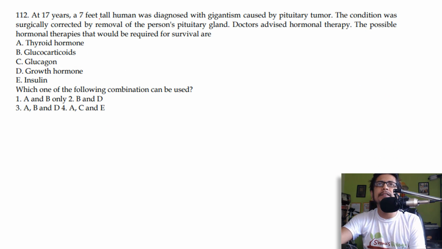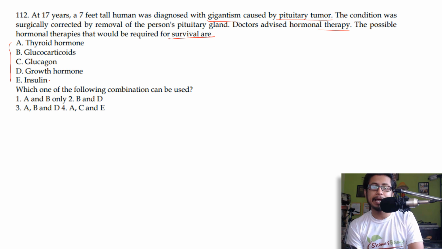At 17 years, a 7 feet tall human was diagnosed with gigantism caused by a pituitary tumor. Now, at this point, we know this question is from the endocrine system of the body, hormones. The condition was surgically corrected by removing the patient's pituitary gland. Doctors advised hormonal therapy. The possible hormonal therapies that would be required for survival are, and the statements are provided. I like this kind of question, and if you see this kind of question, you should always attempt it because you can expect 100% marks.